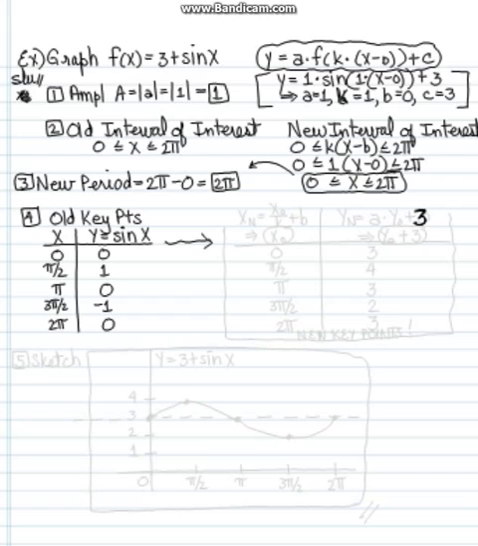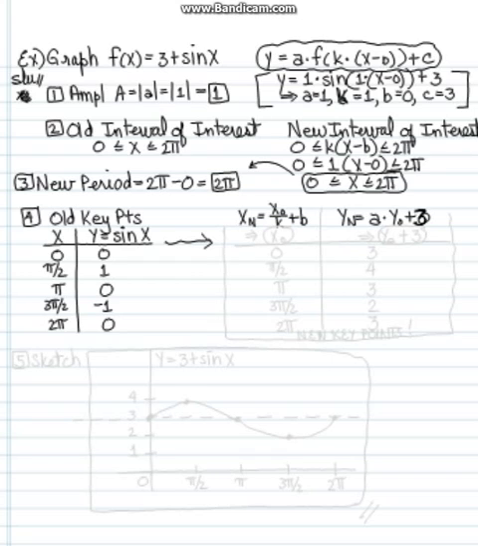Okay, now we're going to do a variation to get the new x, y ordered pairs. The new x values equal the old ones divided by k plus b. Now what's k? k is 1, so we're dividing by 1, and we're going to add b. What's b? 0. If we're dividing by 1 and adding 0, we're doing nothing.